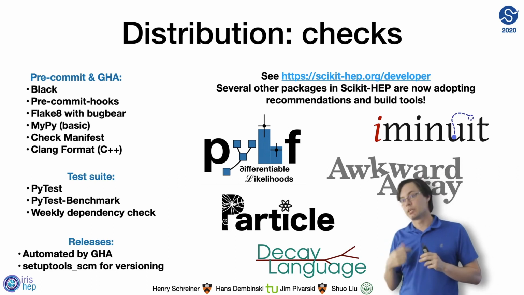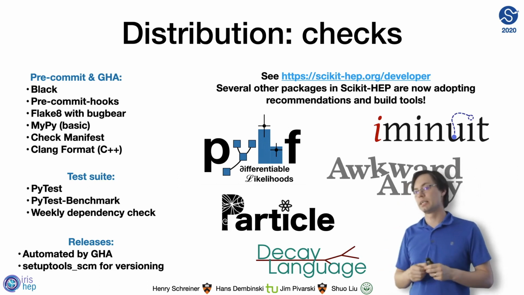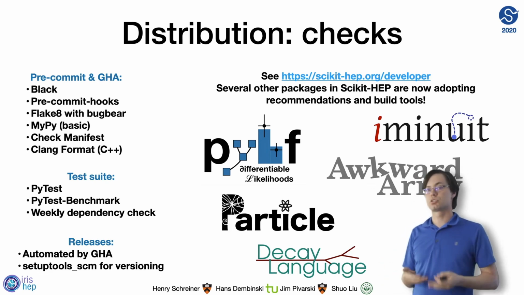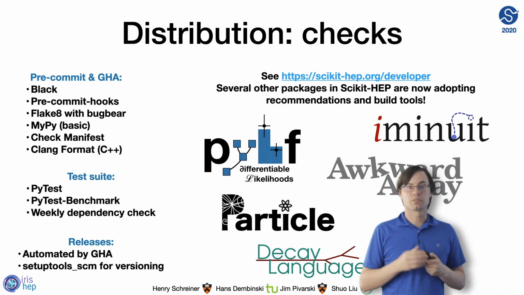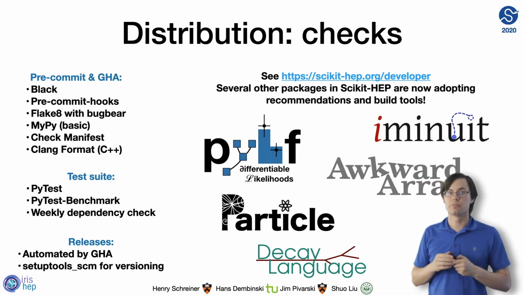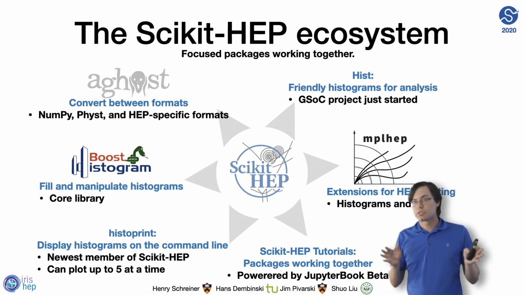Also, we have a GitHub action that weekly checks all our dependencies, updates them, and makes sure that something in Boost or Boost-histogram doesn't break. So we're ahead of the game there if something does break. And we've been using setuptools SCM for the versioning, which is really nice. So let's step back a little bit and look at the Scikit-HEP ecosystem.